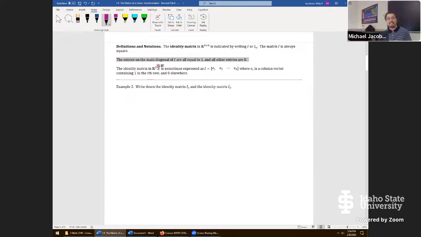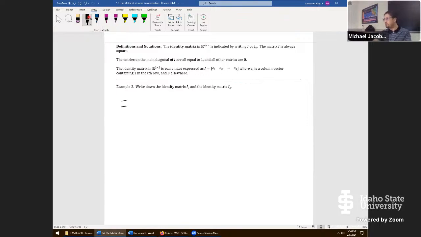The main diagonal of an identity matrix consists entirely of ones. The off diagonal is zeros. If we want to specify it this way, here's where we're defining e1 through en. e_i is a column vector containing 1 in the ith row, 0 elsewhere. There's a lot to unpack there, so let's show how this goes on this example down below.